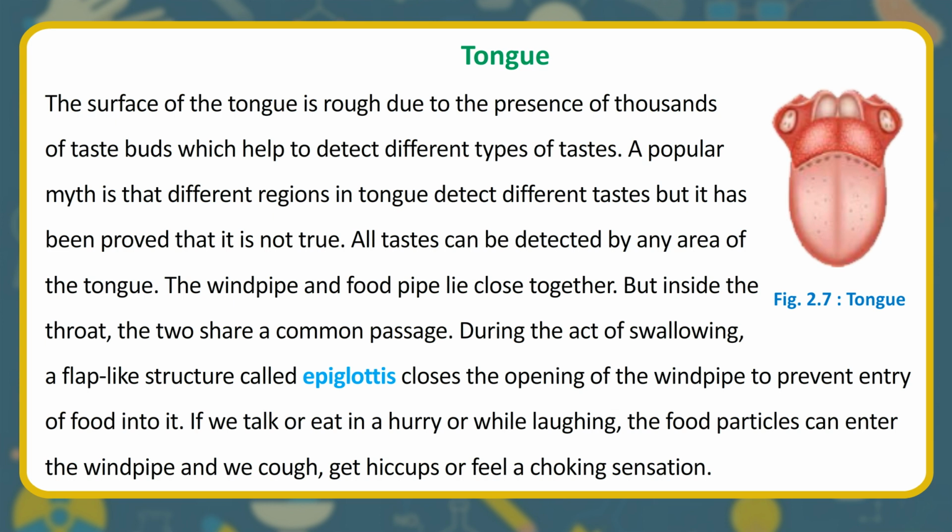The windpipe and food pipe lie close together, but inside the throat, the two share a common passage. During the act of swallowing, a flap-like structure called epiglottis closes the opening of the windpipe to prevent entry of food into it. If we talk or eat in a hurry or while laughing, the food particles can enter the windpipe and we cough, get hiccups or feel a choking sensation.